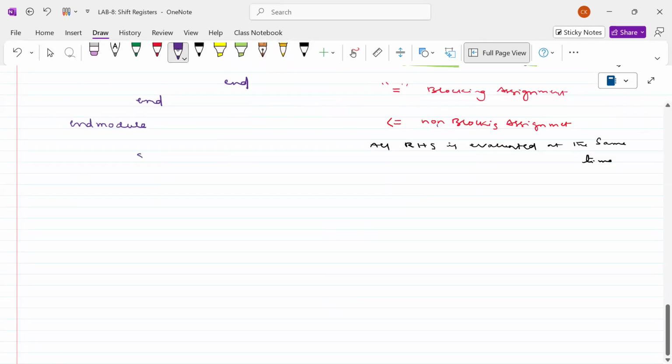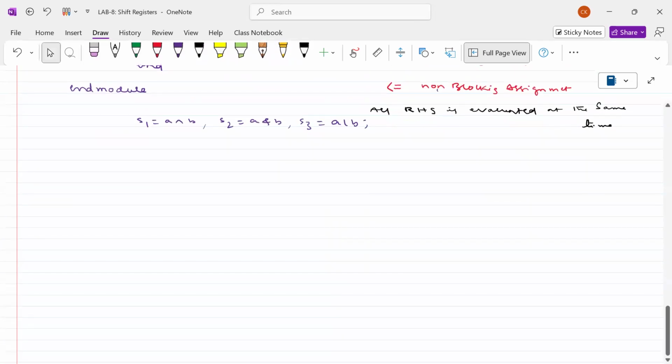For example, S1 is equal to A XOR B. S2 is equal to A and B. S3 is equal to A or B. So these things are evaluated at the same time. A XOR B, A and B, all these are evaluated at the same time.